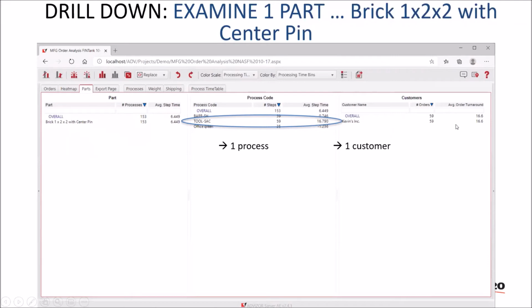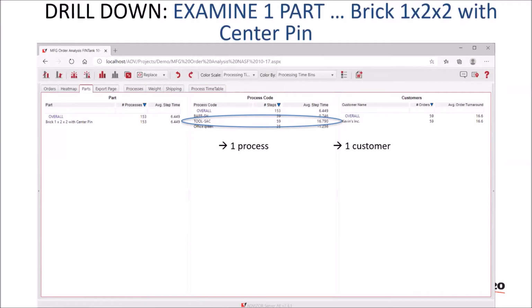So the first one was across a lot of my customers, and it was a set of processes. Here's a part with one customer that seems to have a problem with this one process step. So here I would have a choice. I mean, maybe I should charge more for this. Maybe this part is specific to Kevin's Inc. and it's a problem for whatever the reason. We should charge more. Maybe it's just not a good fit for this process and it should go somewhere else.